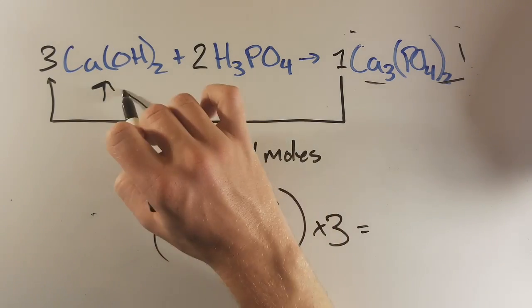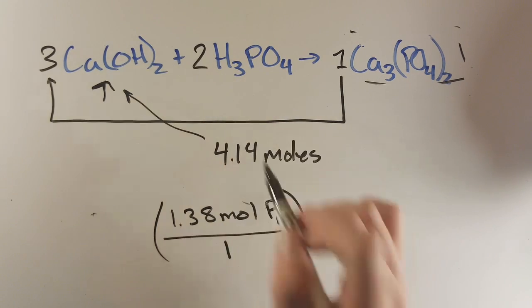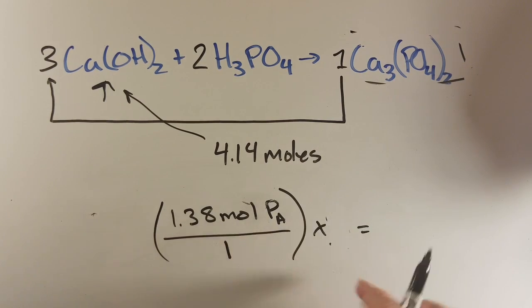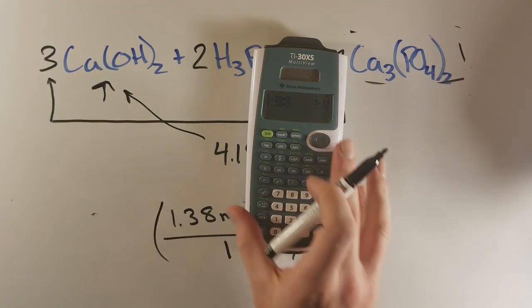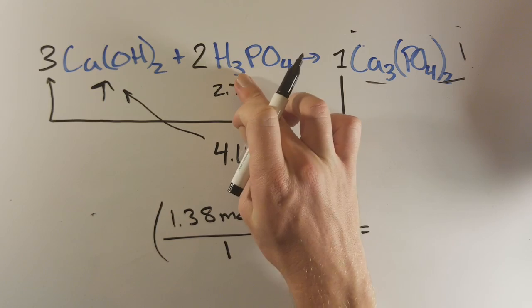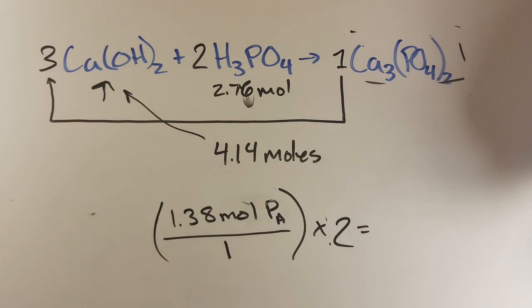So that's how much of this stuff we need. If we wanted to know how much of our hydrogen phosphate, I think that's what it's called, we just multiply by 2. So 1.38 times 2 is 2.76. So in case you're wondering, you would need 2.76 moles of this guy and 4.14 moles of that. And if you want to know how many grams you need, you can take that one step further like we have done in the past. Just find their molar mass. It's a multiplication step, so it's pretty simple.